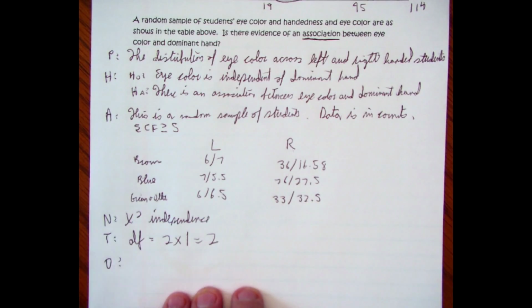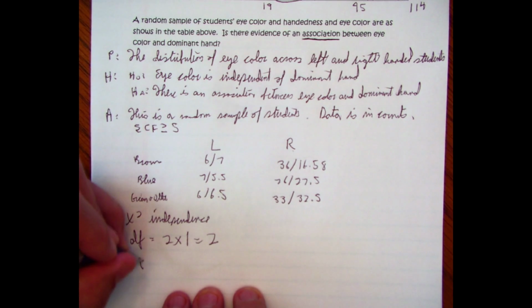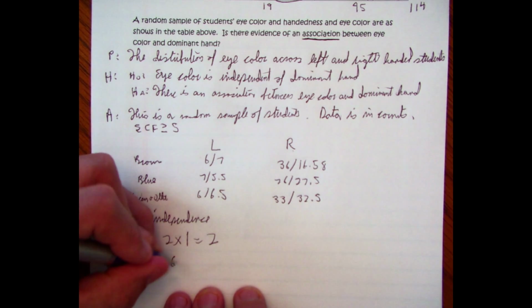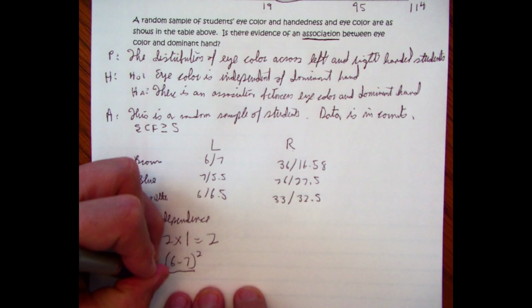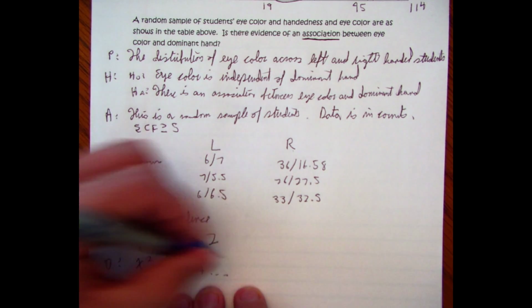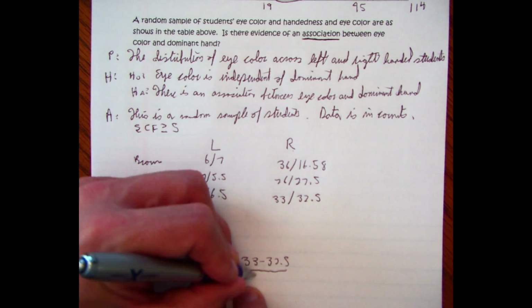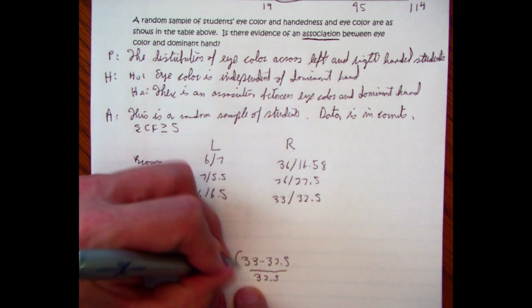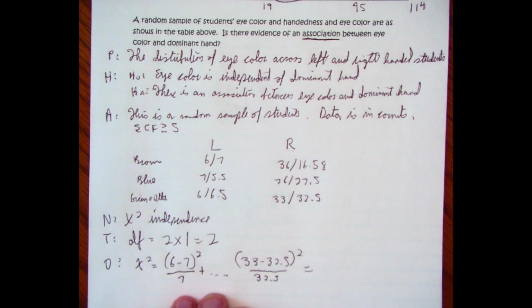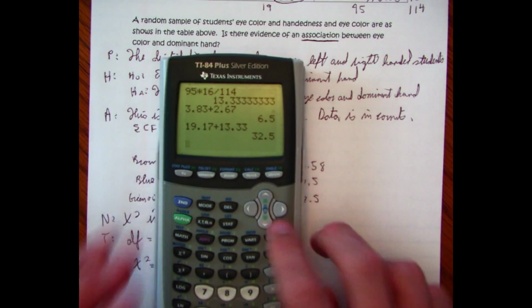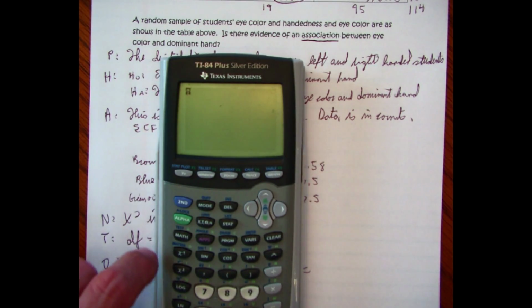Obtain P. So I'm going to do chi-squared equals 6 minus 7 quantity squared divided by 7 plus dot dot dot 33 minus 32.5 divided by 32.5. This should be squared on top. We don't know what that equals yet. So now we go to matrix.